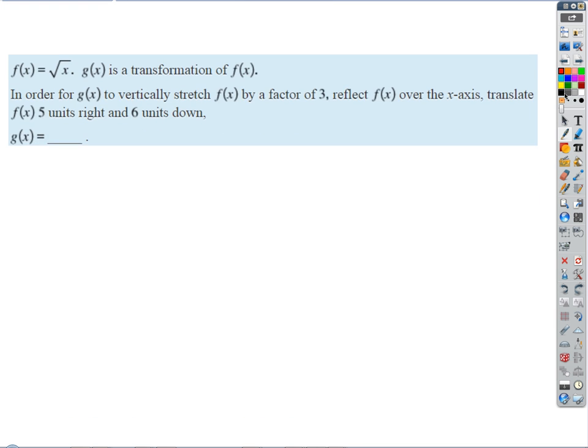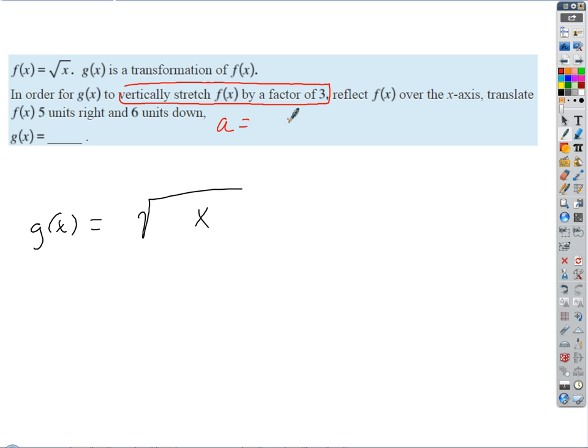How about the bottom one? What are we doing with this guy? So down here, same thing. We've got a square root function. So g of x equals square root of x, but we maybe have to change some stuff. So what about this statement right here? If we're going to vertically stretch by a factor of 3, what's responsible for a vertical stretch? A, good. So that's telling us A equals 3.